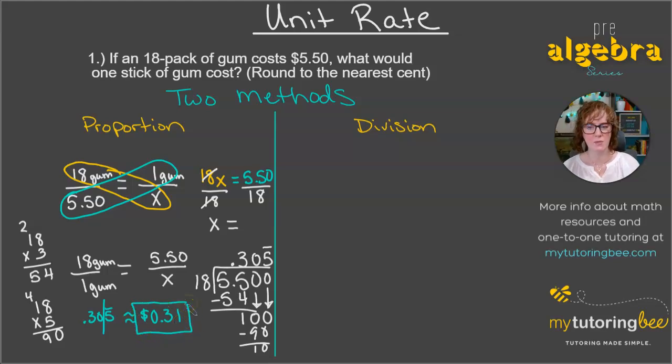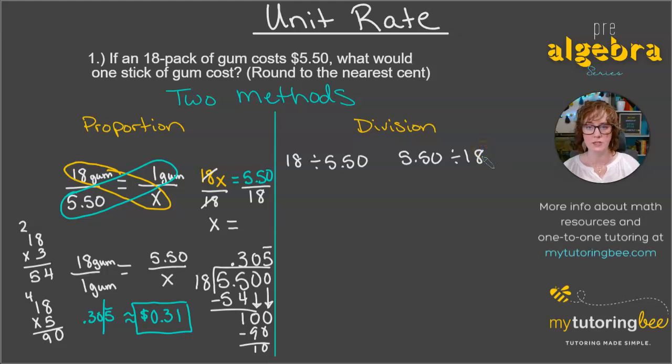All right, let's do the same problem, but with a simpler division method. When we are trying to find the unit rate, just one of something, we can always just divide. However, I find that when I'm working with students, sometimes they're not sure which way to divide. Do we do 18 divided by 550, or do we do 550 divided by 18?